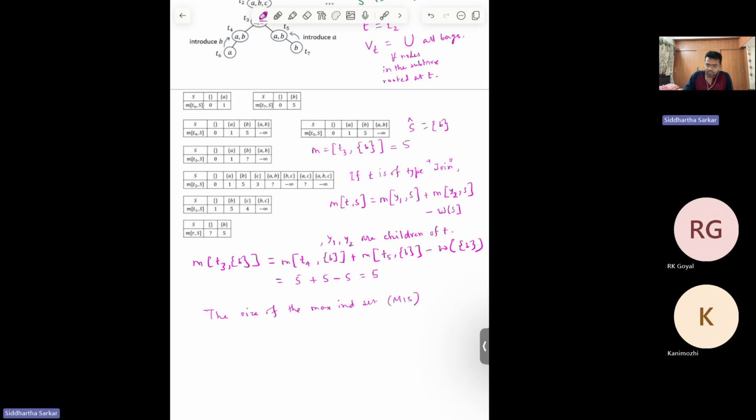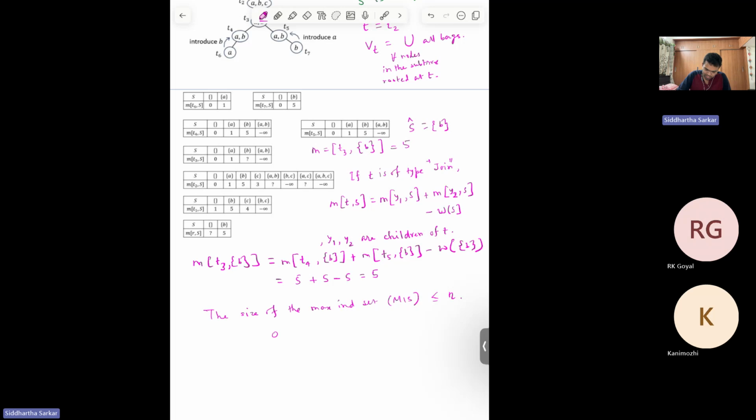MIS. The size of the maximum independent set is at most n. So if all the nodes are independent, that means if there are no edges in the graph, then the size is n, exactly n. But if edges are introduced, so when the graph becomes denser, then the MIS decreases.